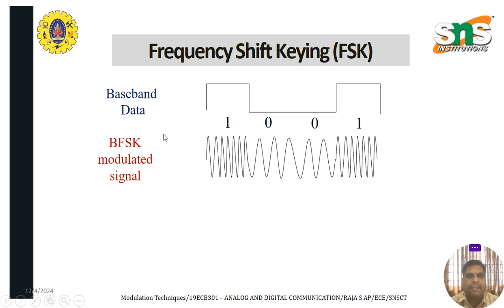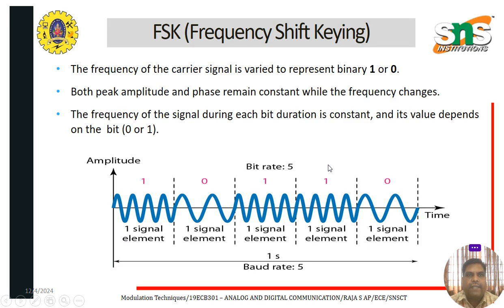As I told previously, whenever the data 1 comes, it is a high frequency. Whenever the data 0 comes, it is converted into a low frequency format. The frequency of the carrier signal is varied to represent binary 1 or 0. Both peak amplitude and phase remain constant while only the frequency changes. The frequency of the signal during each bit duration is constant and its value depends on the bit 0 and 1. So the bit duration is constant, but the frequency changes depending upon the bits. Here it is high frequency and here it is low frequency.